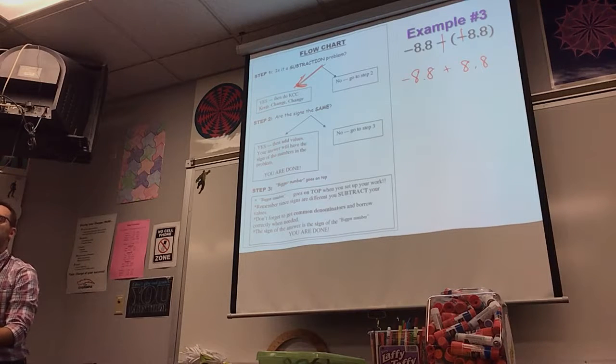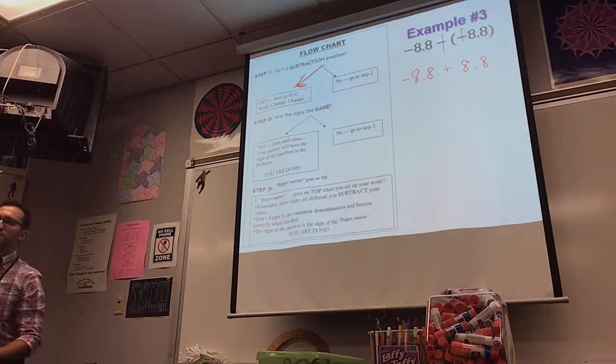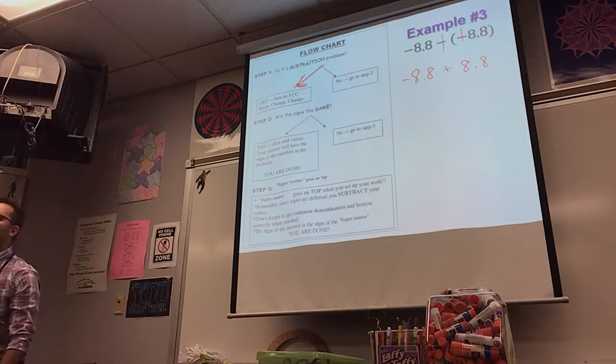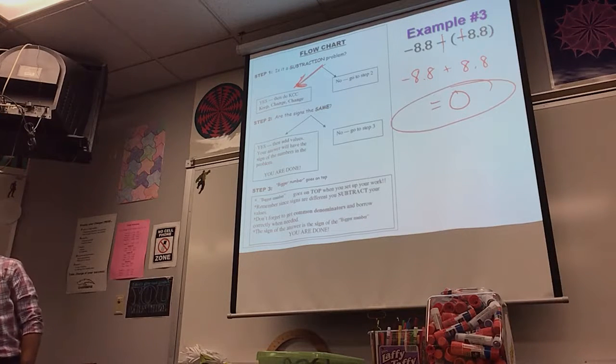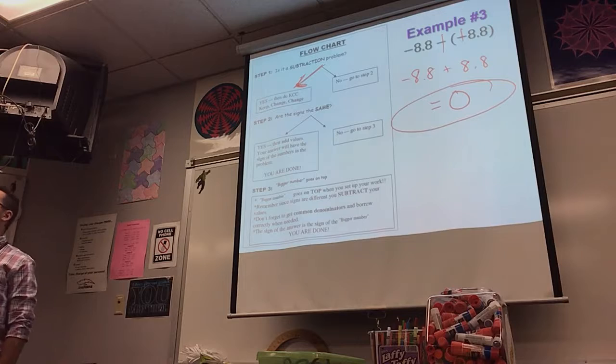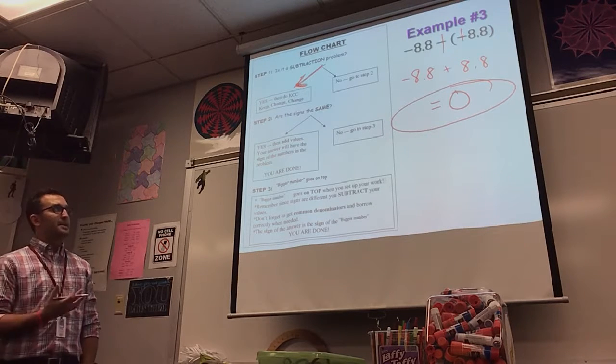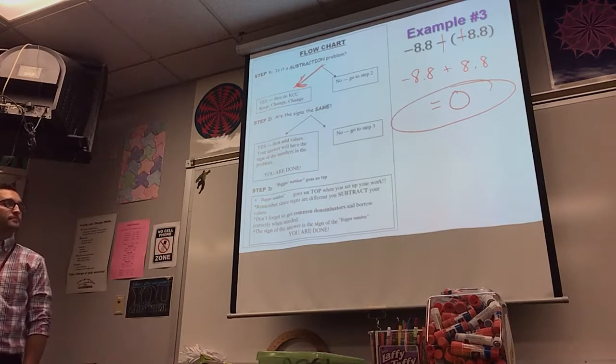They are rational numbers. These are actually called additive inverses. Additive inverse is one of the very first vocab words that we did. Additive inverses are two numbers that when added together will equal 0. If I take 8.8 steps backwards, then I take 8.8 steps forwards, where am I going to end up? Same spot. I'm going to end up at 0. These are called additive inverses. It's kind of nice that we can see them. They'll equal 0.